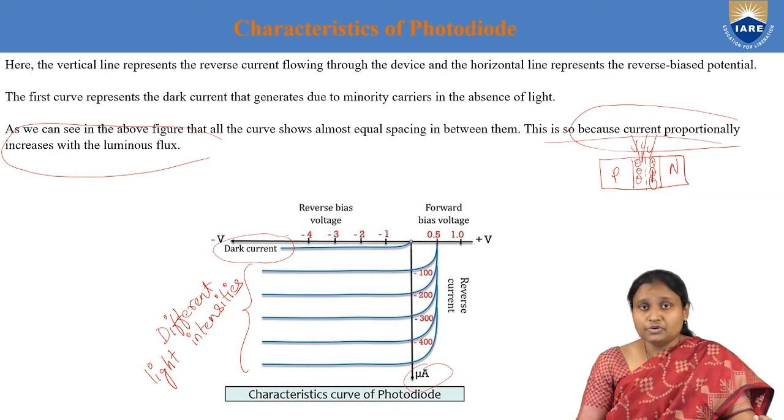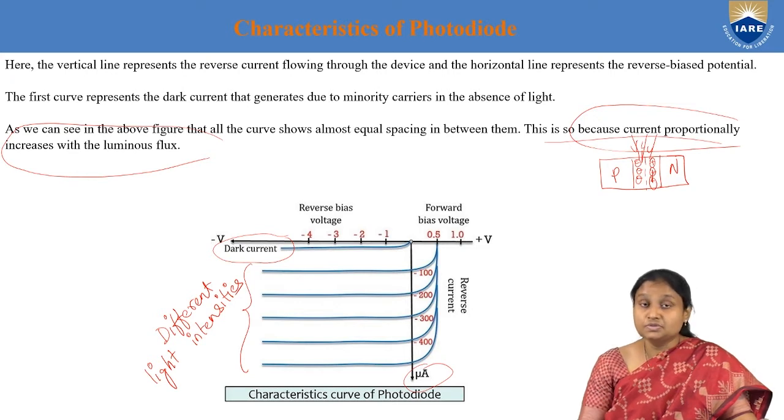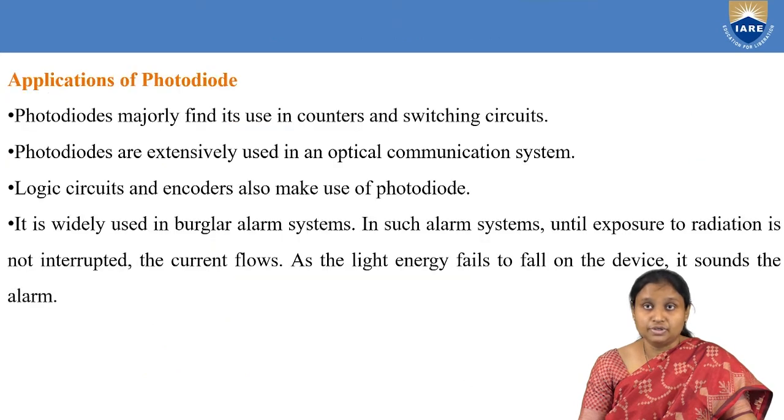Now, there are two more types of photodiode. There are some disadvantages with our normal photodiode, and in order to overcome those disadvantages, we have created two more types. The first type is called the PIN photodiode, and the second type is called the avalanche photodiode. Now we are going to see what exactly the PIN photodiode and avalanche photodiode are.